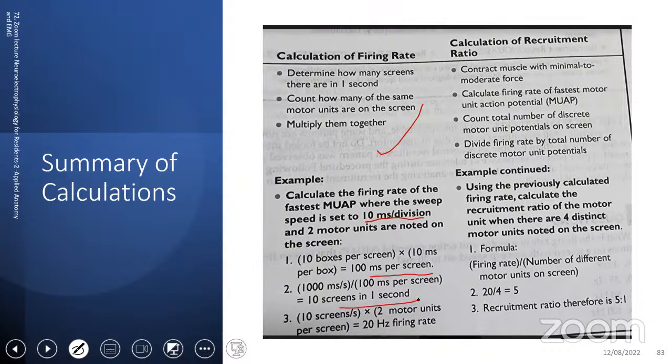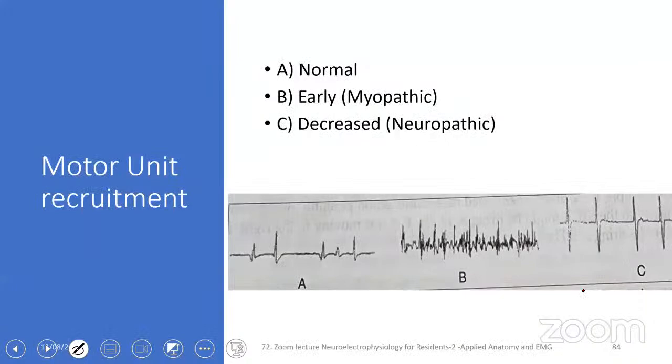10 screens into 2 motor units per screen, that is 20 hertz is the firing rate which you can calculate. So you can calculate the recruitment ratio: contract the muscle with minimal to moderate force, calculate the firing rate of the fastest motor unit action potential, count the total number of discrete motor unit potentials on the screen, and divide the firing rate by the total number of discrete motor unit potentials. So that you can see, the recruitment ratio can be calculated like this. That's anyway advanced, so you will learn it when you start reading yourself.